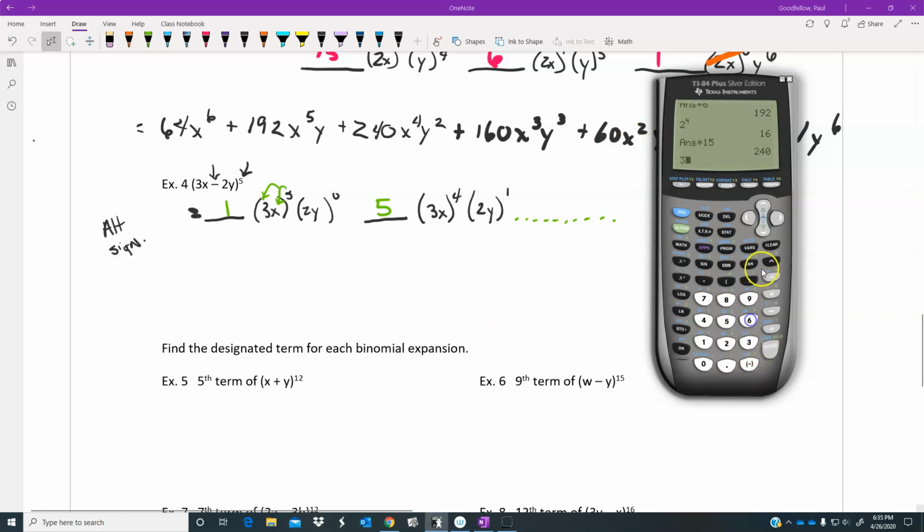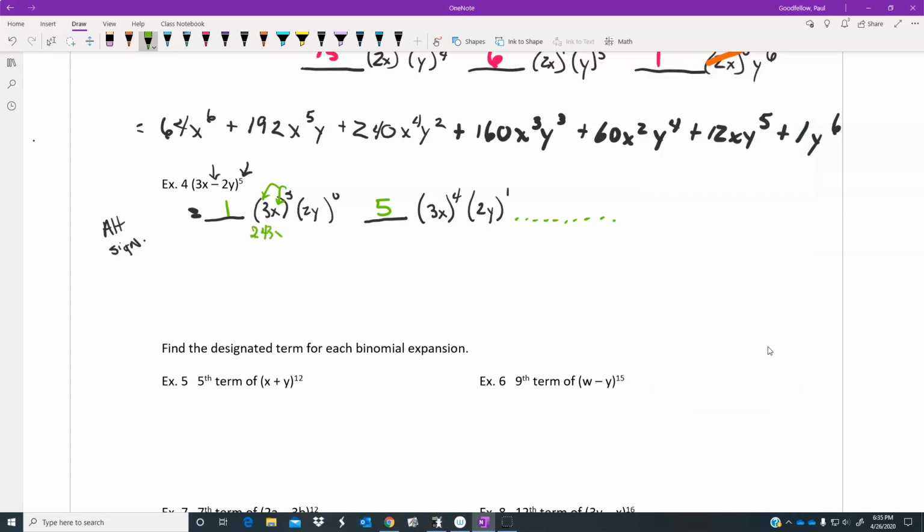So what do we got here? 3 to the 5th power, and I'd get 243. Now, this is going to generate a 243x to the 5th. The 1 doesn't make any difference. So 243x to the 5th would be the first term.